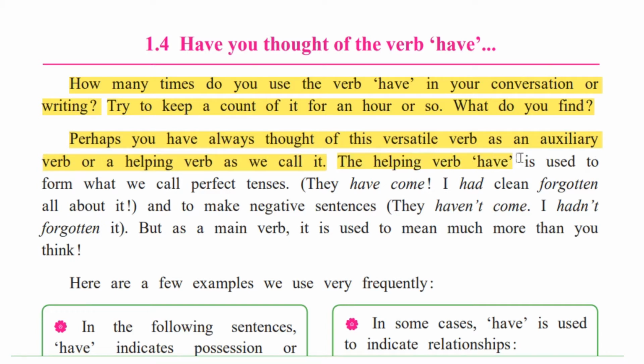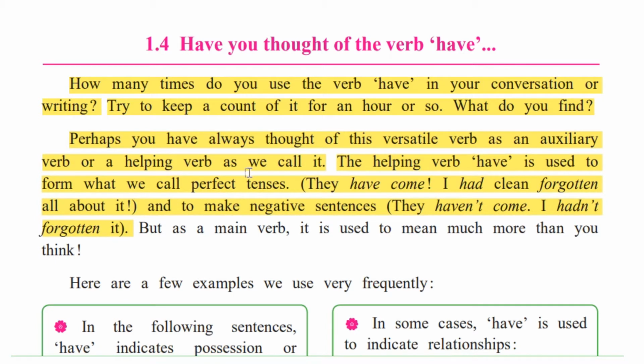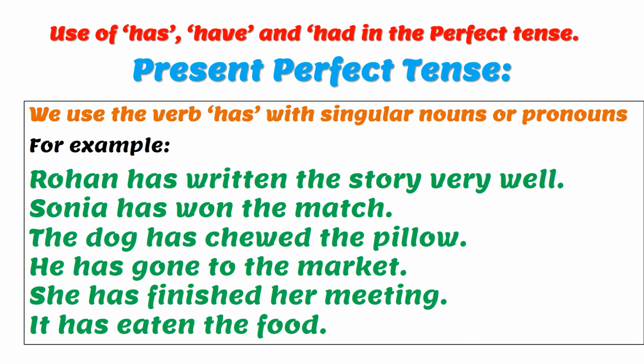The helping verb have is used to form what we call perfect tenses. They have come, I had forgotten all about it, and to make negative sentences. They haven't come, I hadn't forgotten it. Okay, so let's learn more about this tense and try to understand how have is used and the various rules for using it. First, let us see the use of has, have and had in the perfect tense.